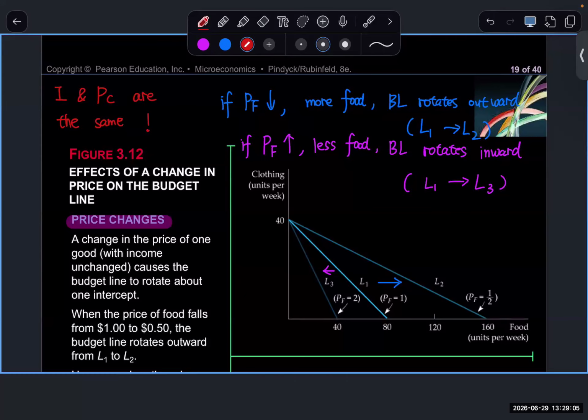Okay, if the income changes, the budget line is gonna shift, okay, outwards or inwards, but parallel. But if the price of food changes, the budget line is gonna rotate, okay, rotate outwards or inwards.